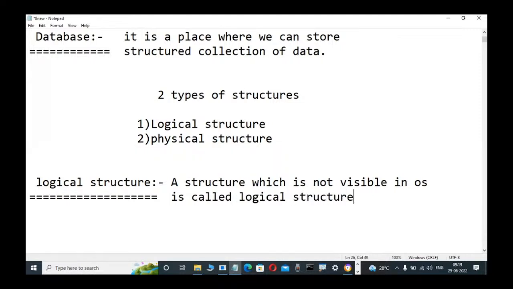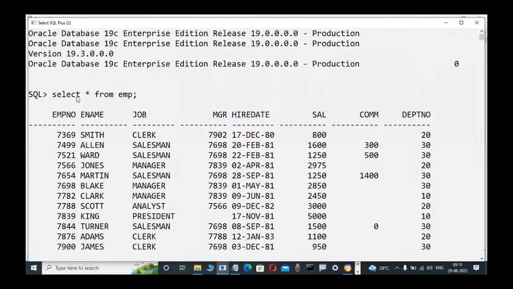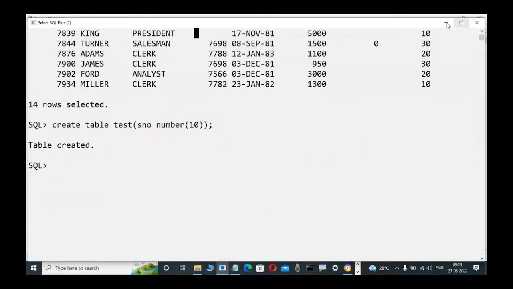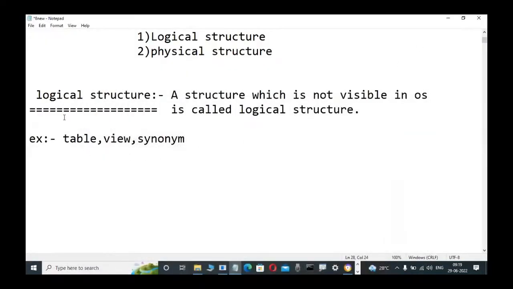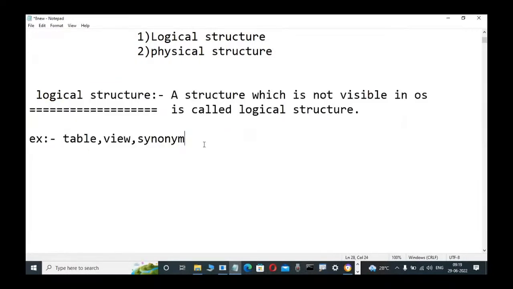But the structure is visible at the database level. Okay. In the operating system, it is not visible. Not visible. Very, very important. Suppose in future you are creating tables, you are creating views, we are creating synonyms. So many concepts are there. Don't worry, all these things are not visible in the operating system, but they are visible at the database level. In a database only it is visible. At the operating system level, that is not visible. That is called logical structure. We are all working in a logical structure.